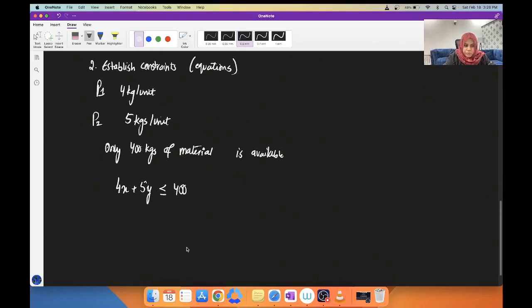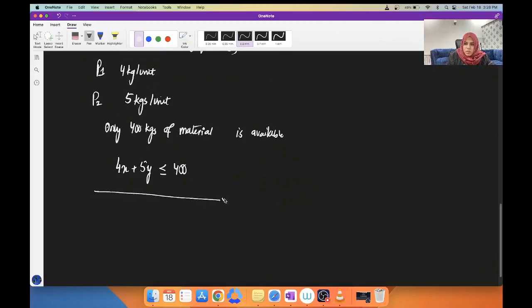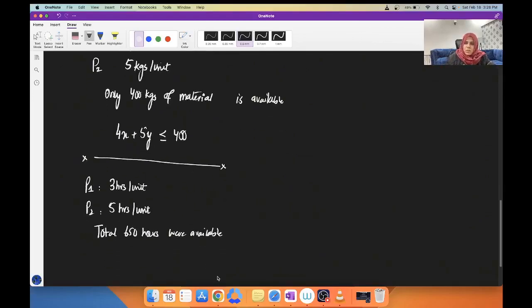Let's do some more examples. Let's assume P1 has only 3 hours per unit of labor and P2 has only around 5 hours per unit. Now what happens? Let's say that in total 650 hours were available. Let's make the constraint 3x plus 5y less than or equal to 650, because only 650 hours of labor were available. So you cannot use more than 650. You either have to use 650 or less than 650. Therefore, this becomes a constraint.